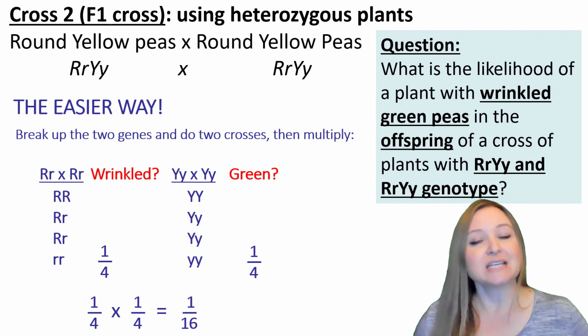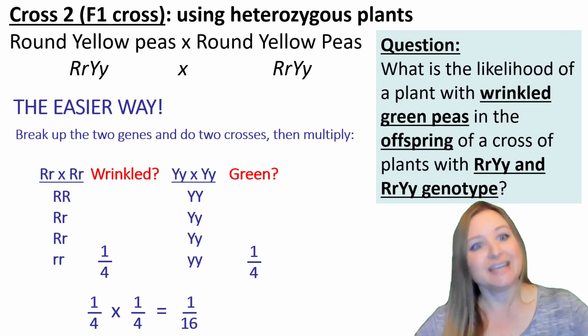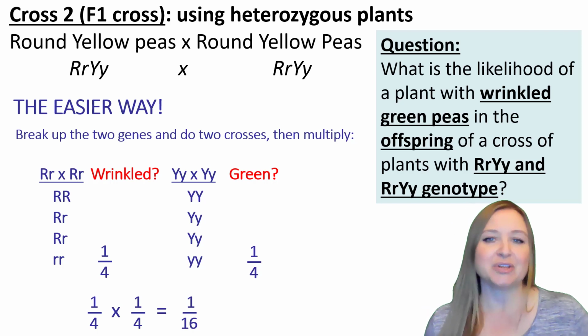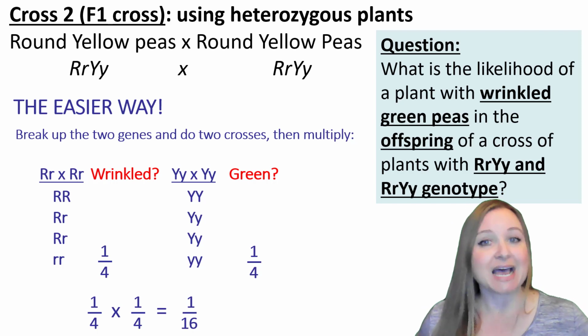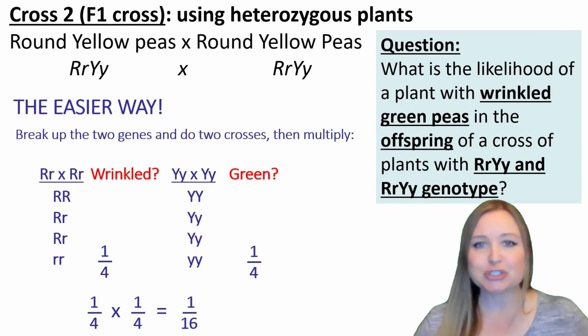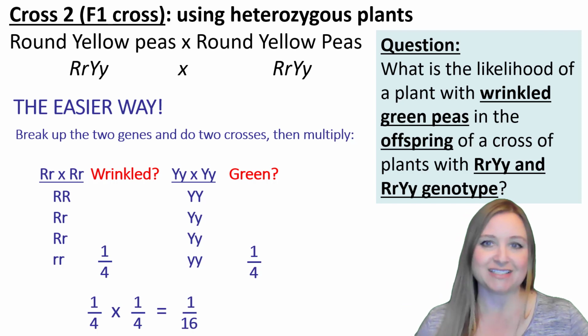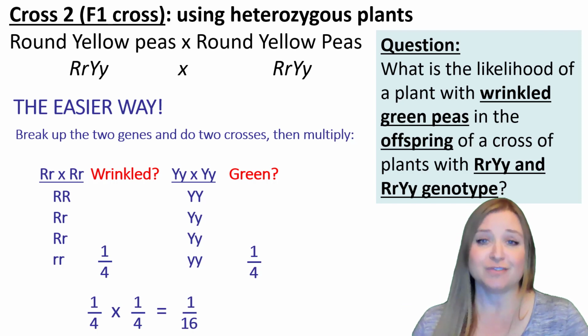Okay, so this is how you do a Punnett square and an easier way to figure out the offspring when you're doing a dihybrid cross. You're looking at 2 different genes being inherited. So I hope this was helpful for you today.